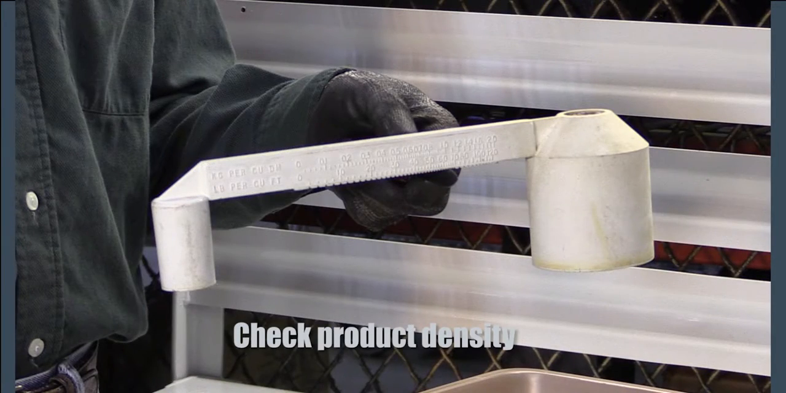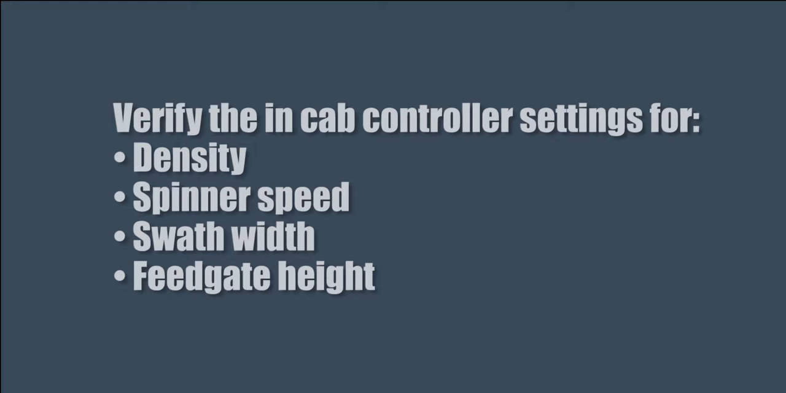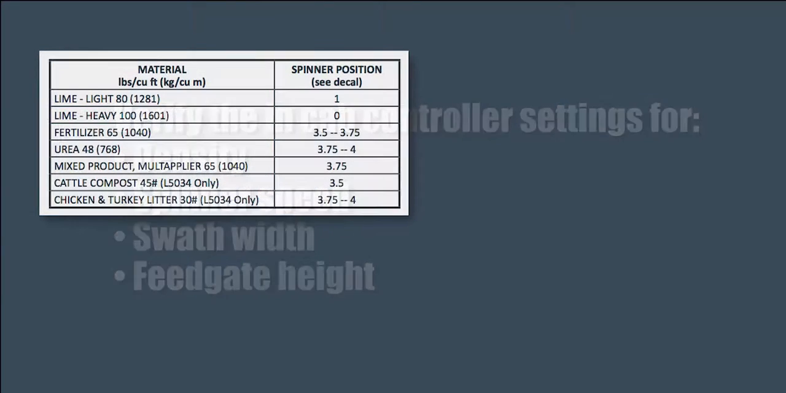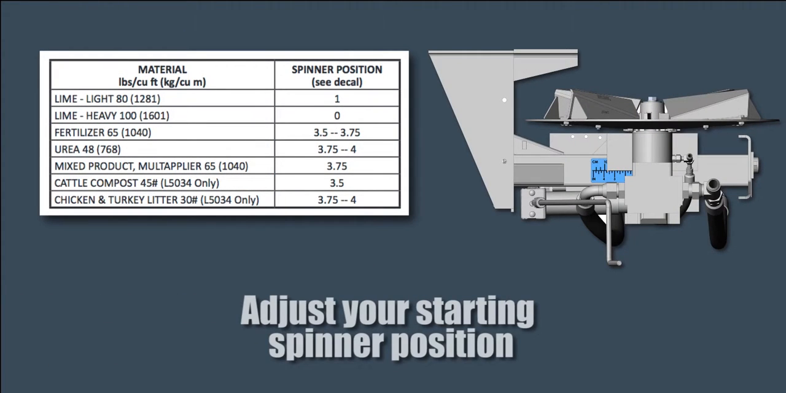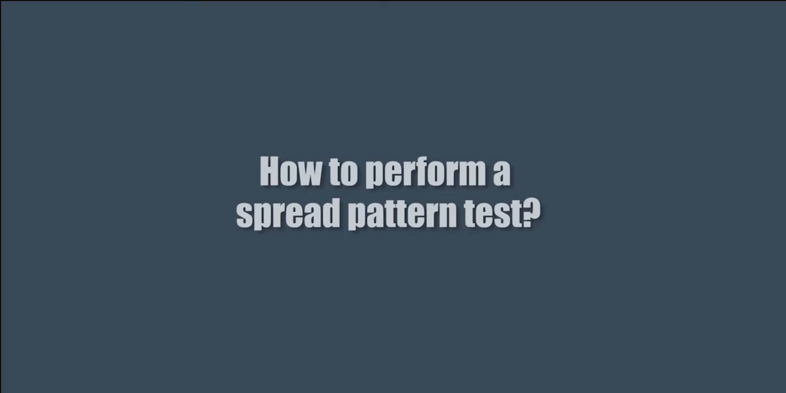Measure your product density. Now verify the in-cab controller has the correct settings for density, spinner speed, swath width, and feed gate height. Adjust your starting spinner position based off the quick reference chart provided. Now you are ready to perform a spread pattern test.